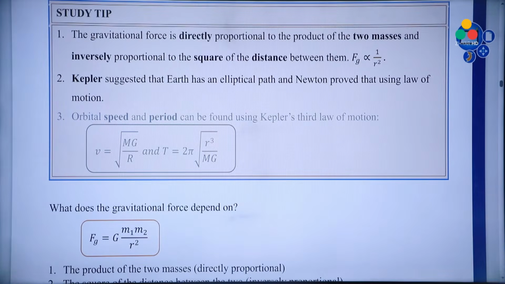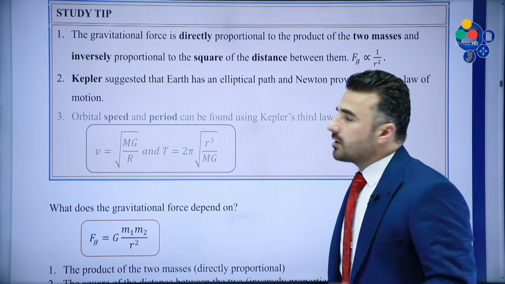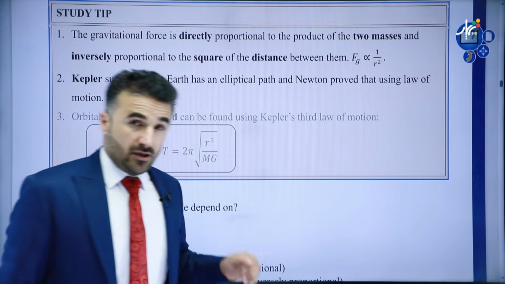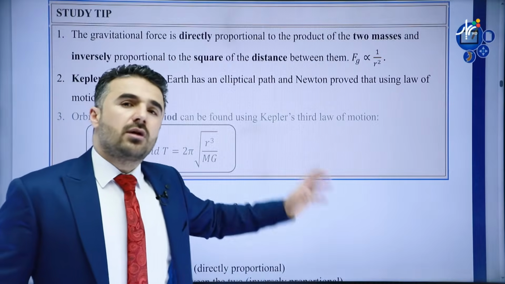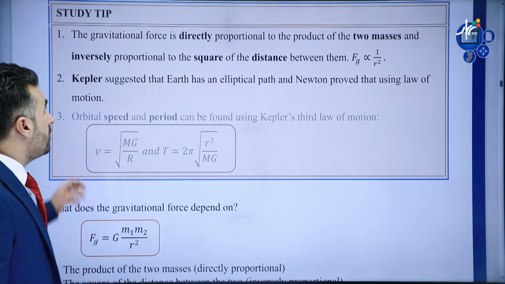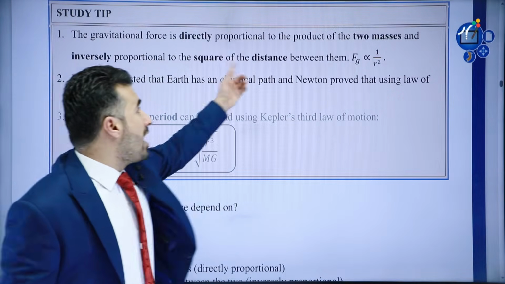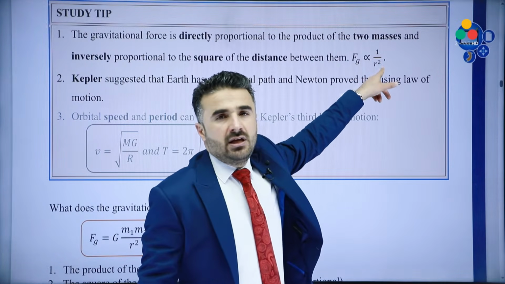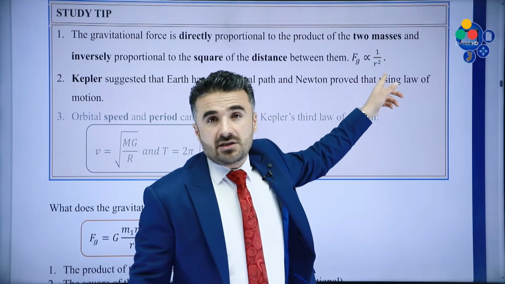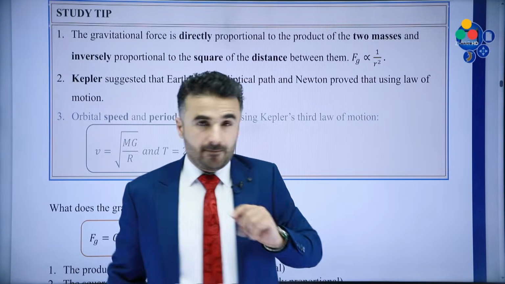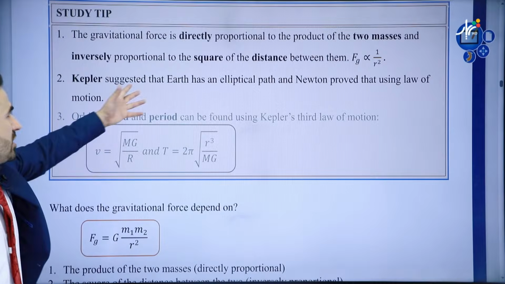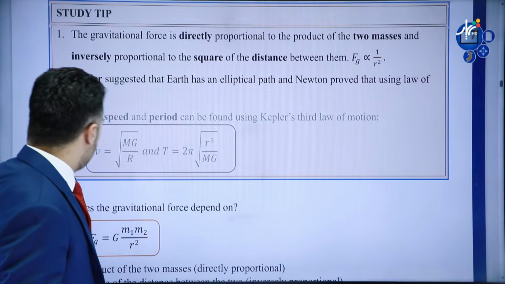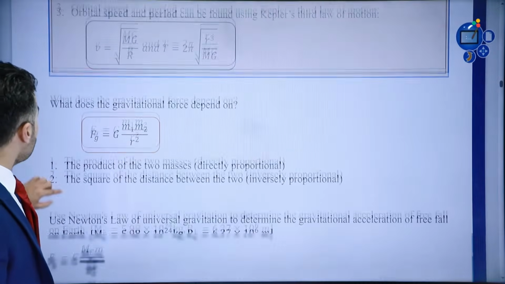We have some notes here, and these notes are very important. The gravitational force is directly proportional to the product of the two masses, as we mentioned. The bigger the mass, the bigger the force of gravity. It is also inversely proportional to the square of the distance between the two. So force of gravity is inversely proportional to the distance between the two objects, but not just the distance, it is squared. Next, Kepler suggested that Earth has an elliptical path, and Newton provided proof for that.